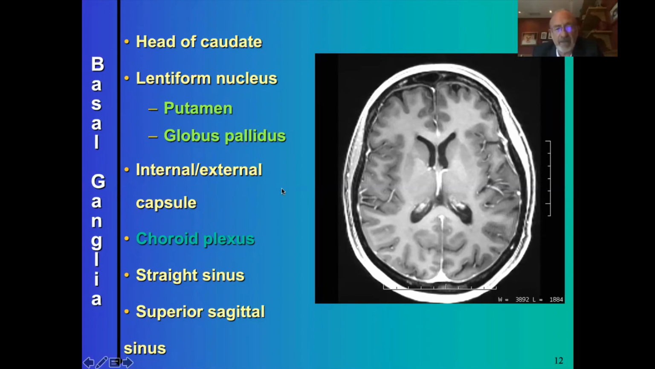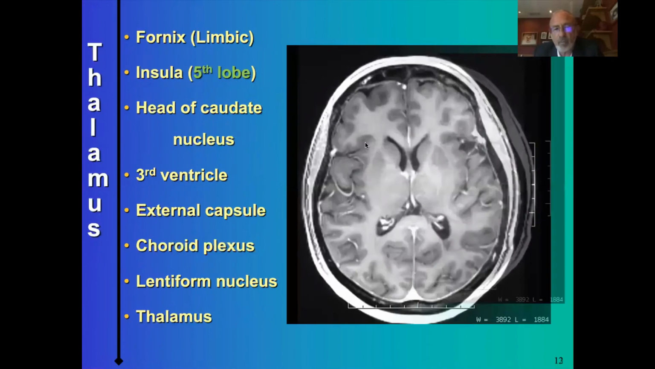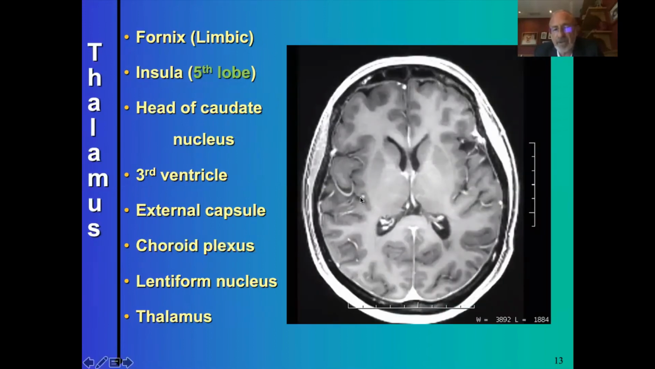Right over here, in fact, let me go down one more level where we were before. Right over here is what we used to call the Sylvian fissure, now called the lateral sulcus. You see perhaps better the head of the caudate over here, once again adjacent to the anterior horns of the lateral ventricles. You have over here internal capsule, external capsule right over here.